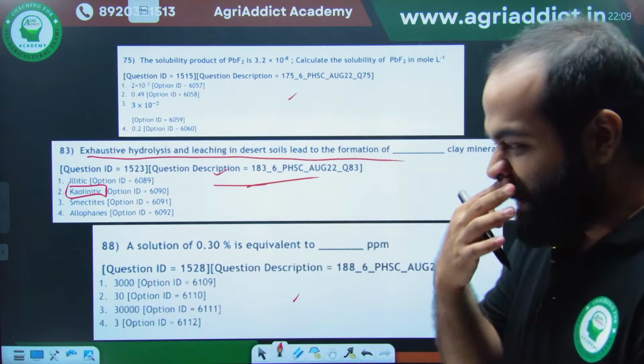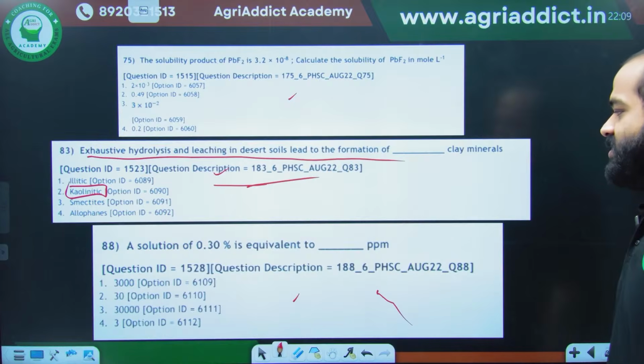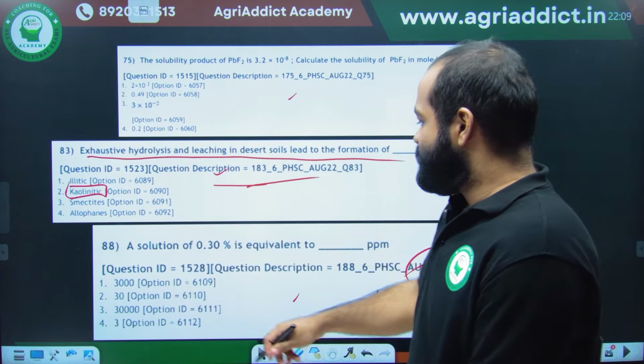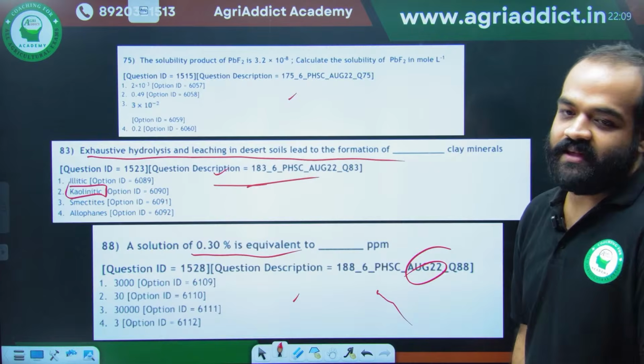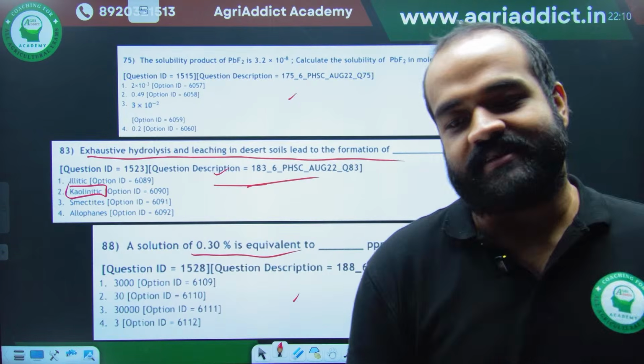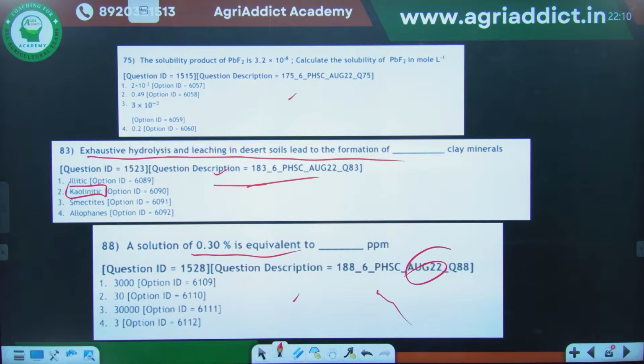All right. Now we will come to this question. This question is very easy. This is also from 2022. Here you can see. So a solution of 0.30% is equivalent to how much ppm? You should be very thorough with your basic chemistry. I don't know whether there will be a basic chemistry marathon or not. If you guys want it, you please let us know. You please write in the comments of this video, not in the live chat, but in the comments.